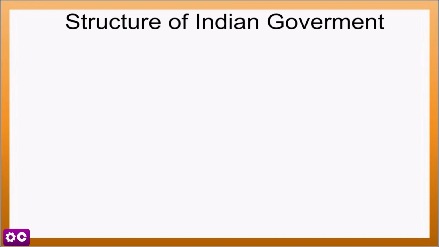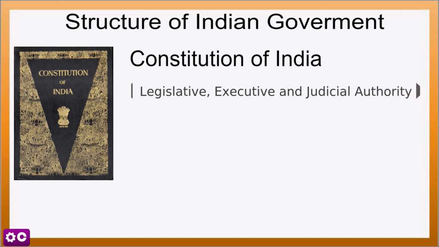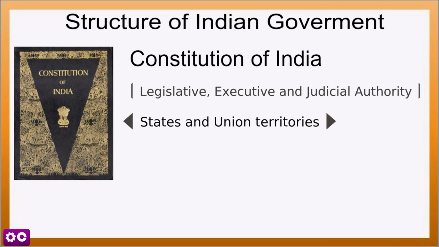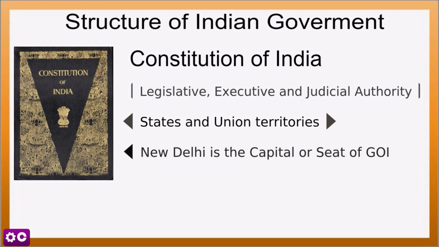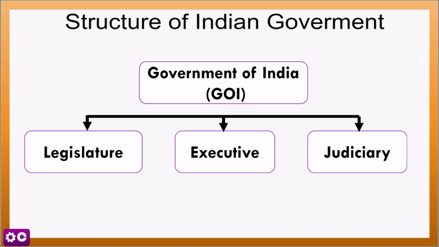In this video, we will learn about the structure of Indian government in detail. Government of India is created by the Constitution of India as the legislative, executive and judicial authority of the states and union territories of Democratic Republic. New Delhi is the capital or seat of the government of India. The government of India comprises three branches, the legislature, the executive and the judiciary.